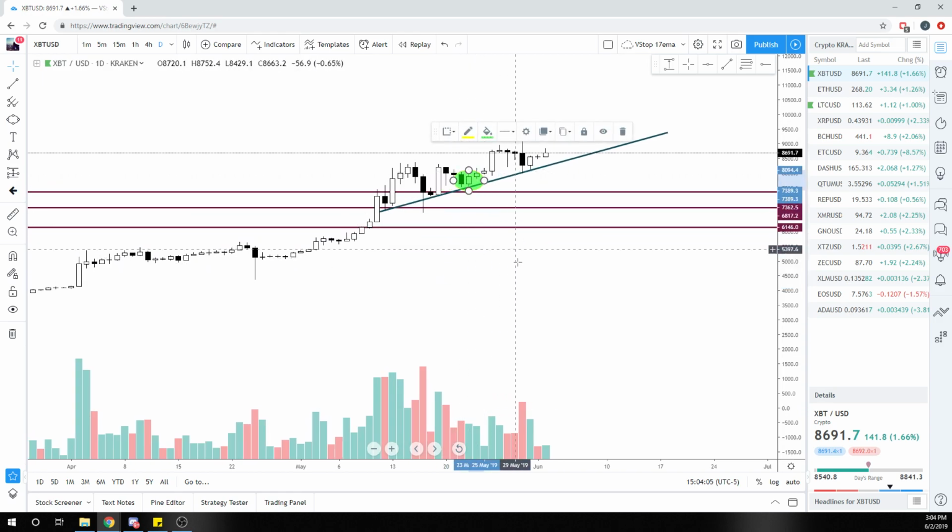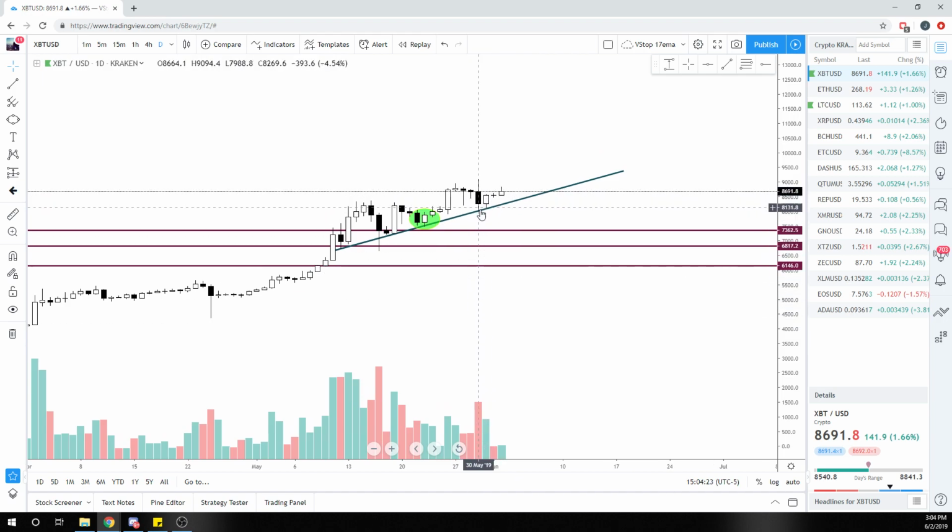This candle right here is where we seen the buyer step in. Came to trend, touched the trend, buyer stepped in, we came up, we made a new high. So now what happened there? We seen a pullback back to trend, and here was that other buy candle.